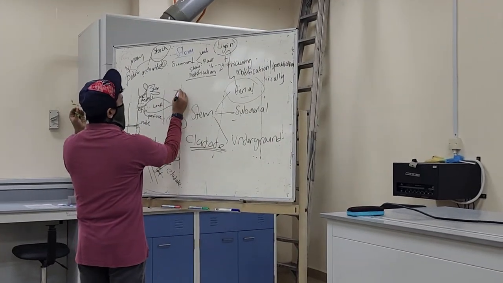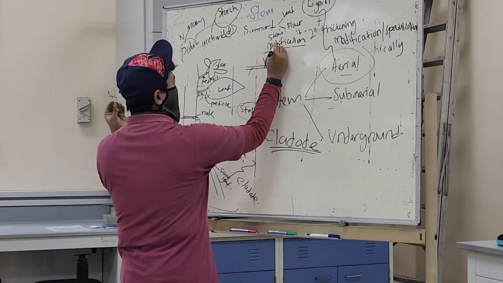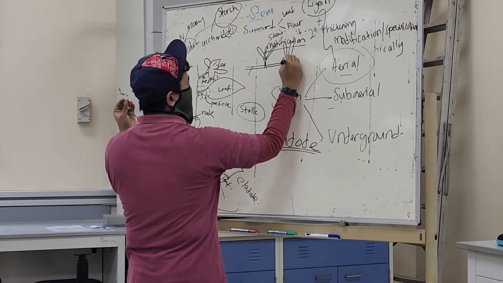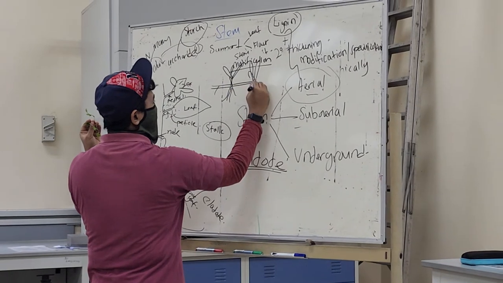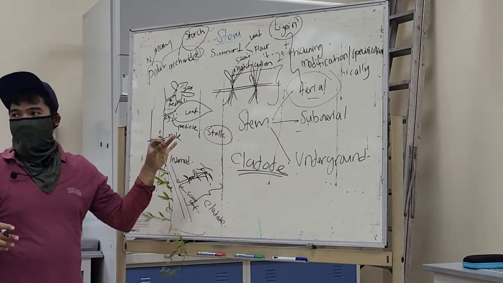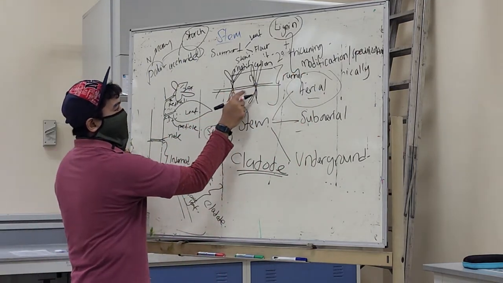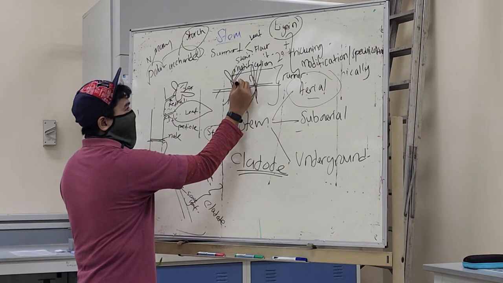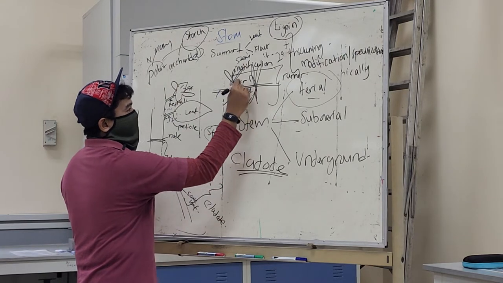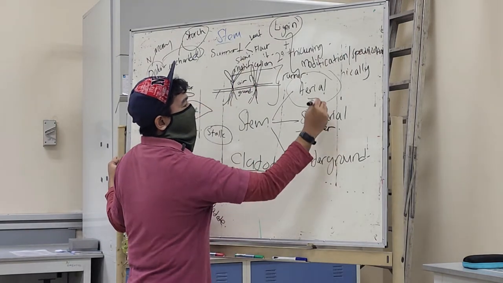I'll just draw it here. So this is your node. The node will give rise to a new grass plantlet, and you have all the roots here. This whole formation, we call it runner. This is the stem. The top part of the stem is exposed to the air, the bottom part exposed to the ground. That's why this modification falls under the category of subaerial modification, and one example is runner.